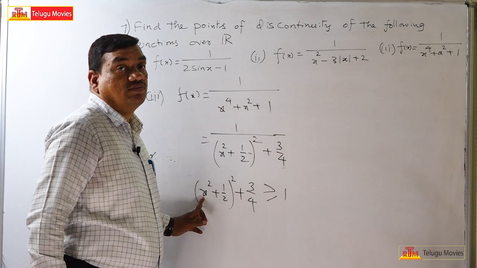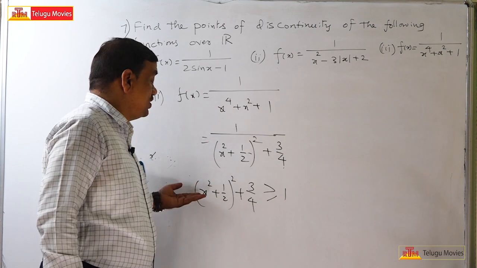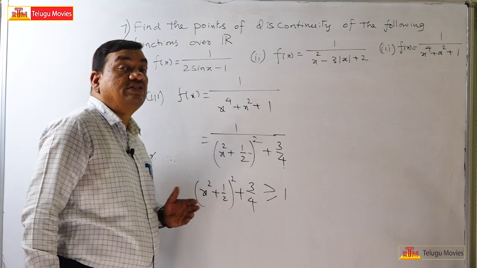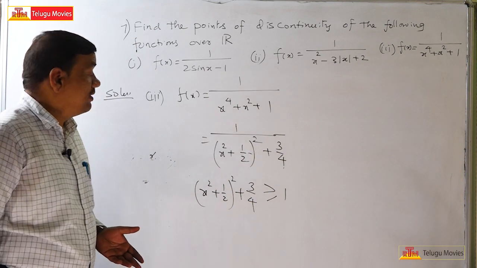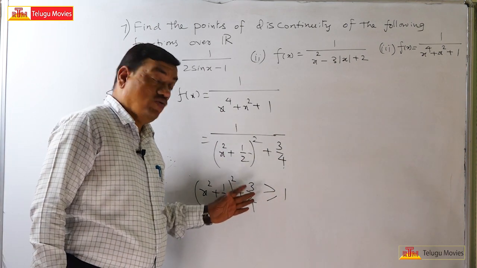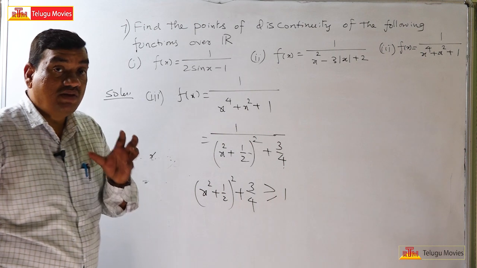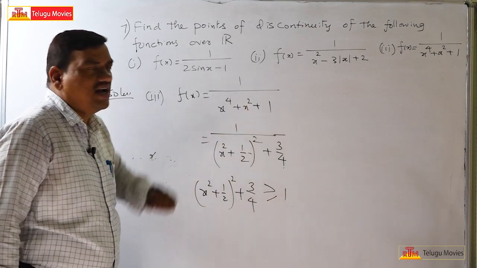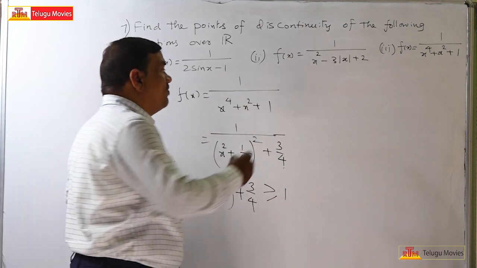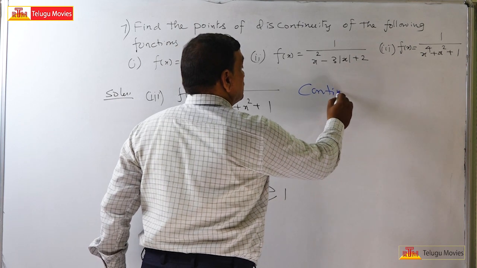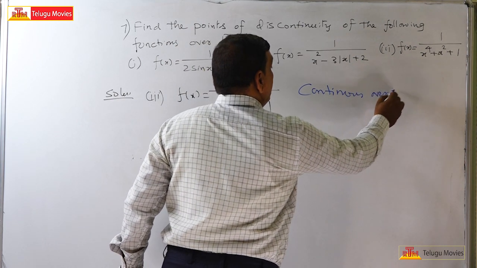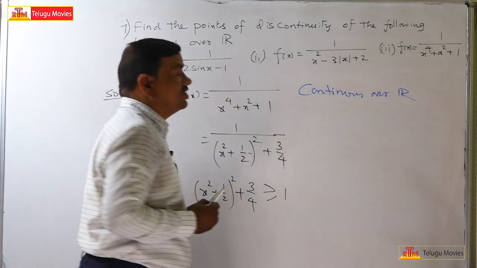In place of x, substitute 0. So this is 1/4 plus 3/4, so you will get 1, which is greater than or equal to 1. So the minimum value is 1. So you never get 0. Therefore, it is always continuous over the set of real numbers. It is not a discontinuous function.